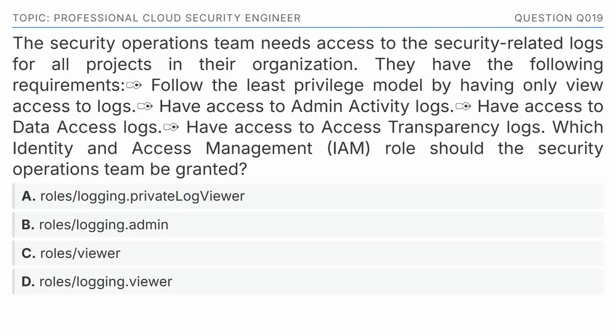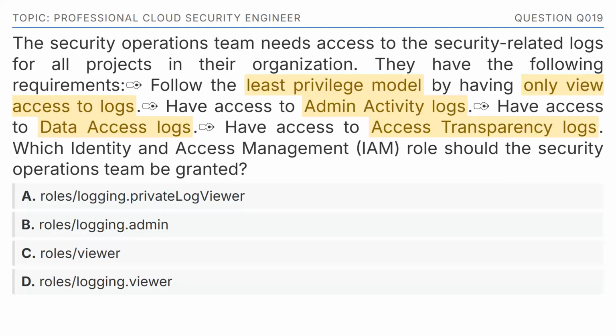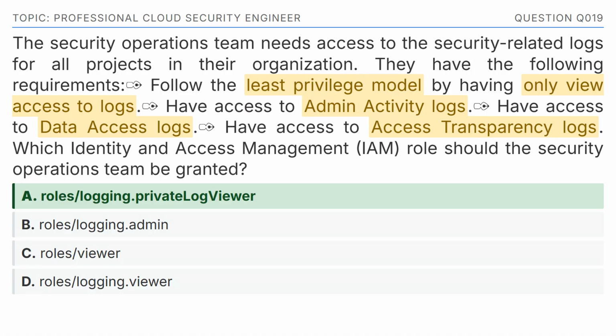The options are: Option A, roles/logging.privateLogViewer. Option B, roles/logging.admin. Option C, roles/viewer. Option D, roles/logging.viewer. To arrive at the correct answer, we focus on the keywords: least privilege model, only view access to logs, admin activity logs, data access logs, access transparency logs. The correct answer is option A, roles/logging.privateLogViewer.